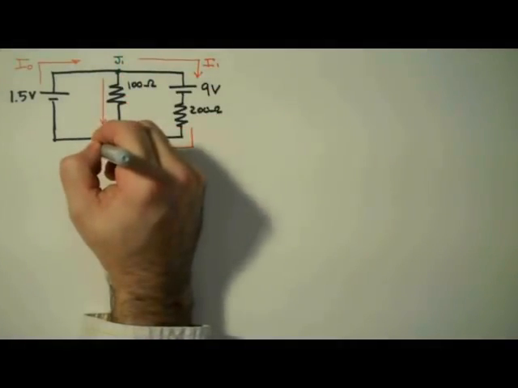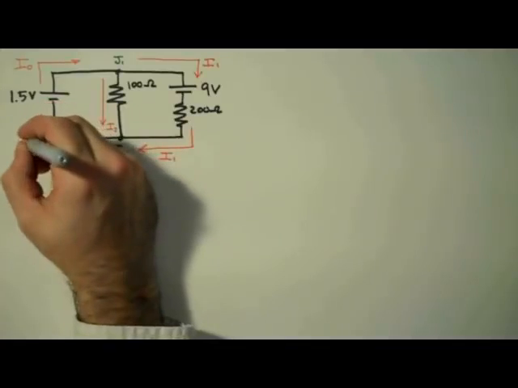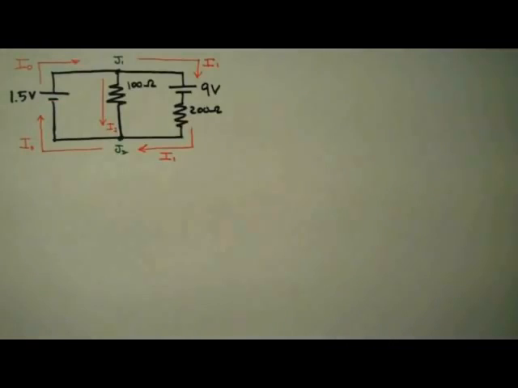And when I1 and I2 rejoin, we have I0, because the current coming out of that 1.5 volt battery needs to be the current coming back in. Also note that the directions of these currents at this point are arbitrary. We'll find out if we chose the right directions after we complete the problem.